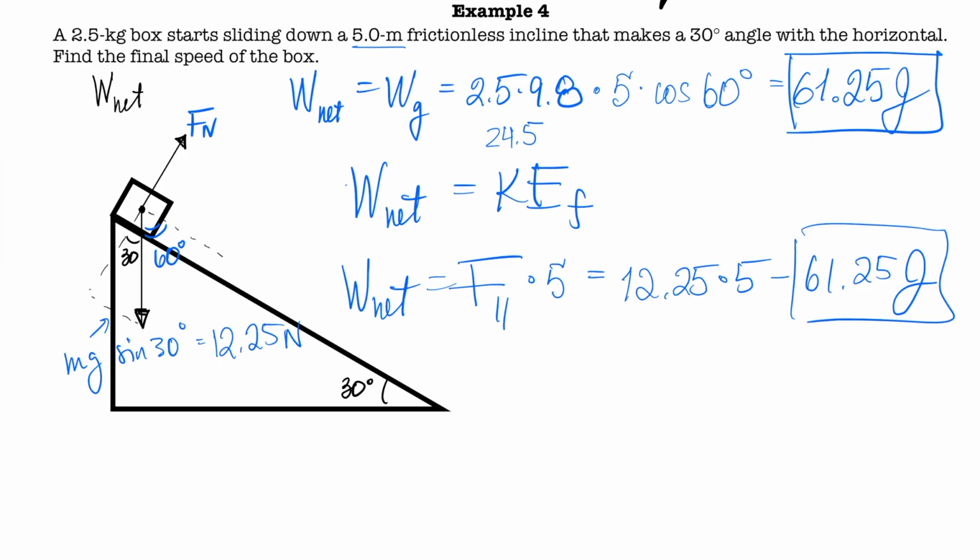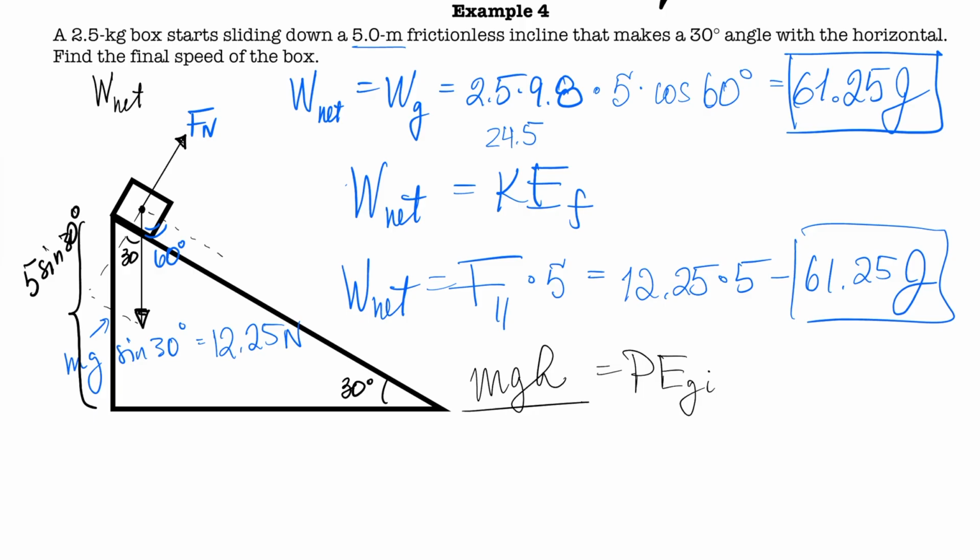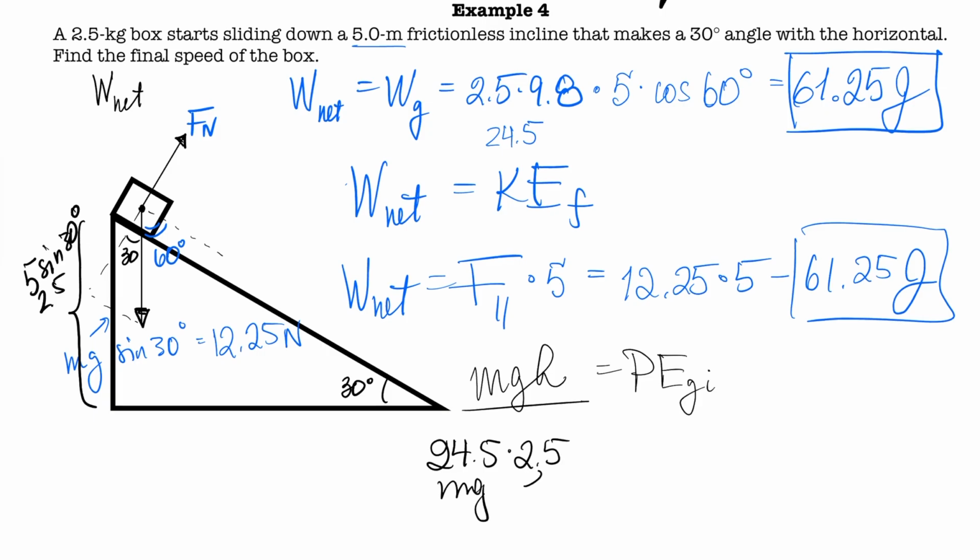And then remember how we can now use mgh, which is gravitational potential energy at the beginning. This height right here can be found as 5 sine of 30, which is 2.5. How fun. Then force of gravity being 24.5. Here's our mg. Height being 2.5 h. What do you know? 61.25 joules of initial gravitational energy.